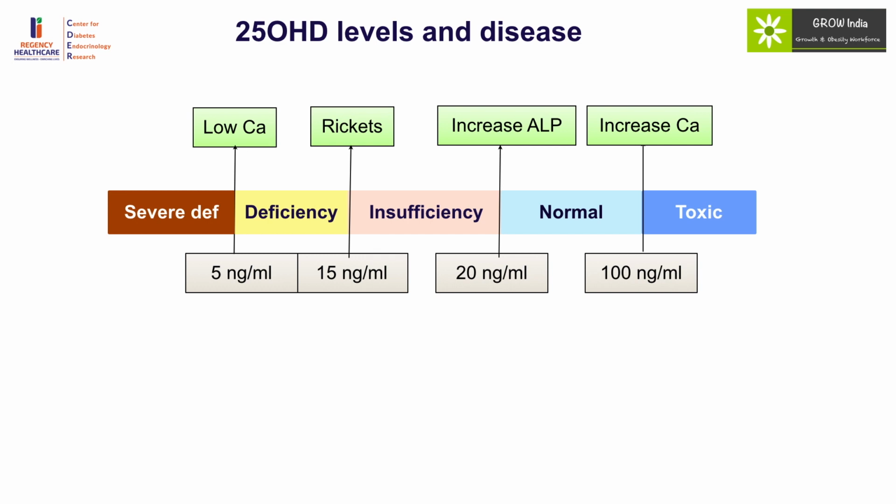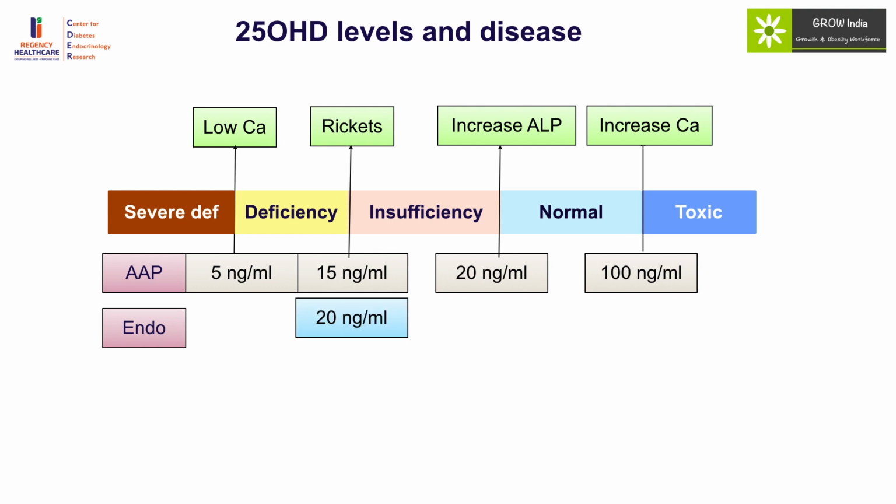So based upon these clinical findings of ALP, rickets and hypocalcemia, we have categories of toxic levels beyond 100, normal between 20 to 100, insufficiency between 15 to 20, deficiency between 5 to 15, and severe deficiency below 5. Hypocalcemic seizures usually happen when the levels are undetectable. Based upon that, we have these American Academy of Pediatrics criteria. However, recent controversies suggest that insufficiency may be considered between 20 to 30 and levels less than 20 are deficient. However, this is an area of controversy.